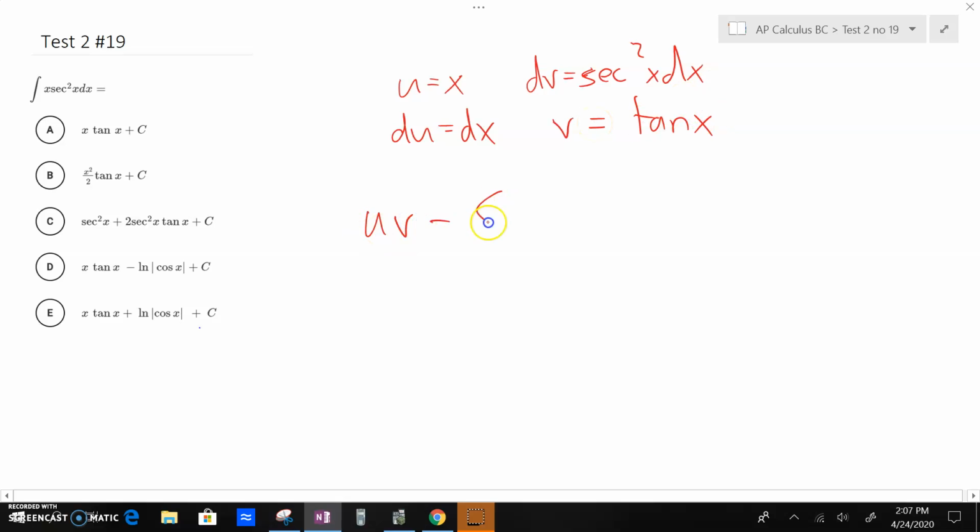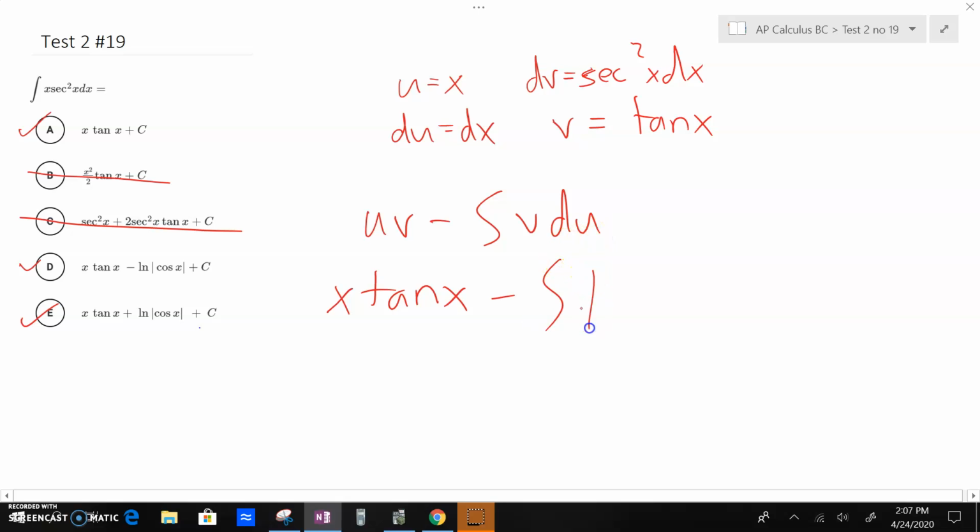And again, the way this works is uv minus the integral of v du. So uv would be x tan x. And right there, I've got to go A, D, or E. So I can rule out these two. And then I've got minus v du, so minus the integral of tan x dx. So then really, to determine which one of these we're going to be using, A, D, or E, we're going to have to do the integral of tangent x dx.